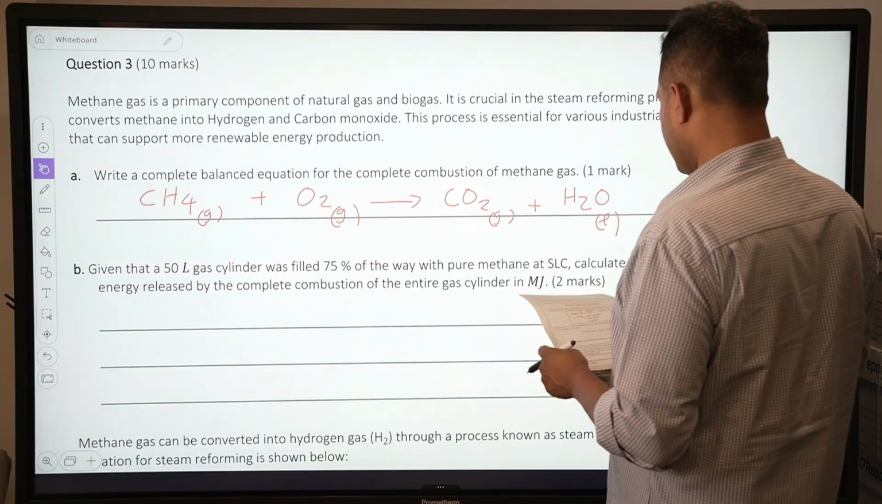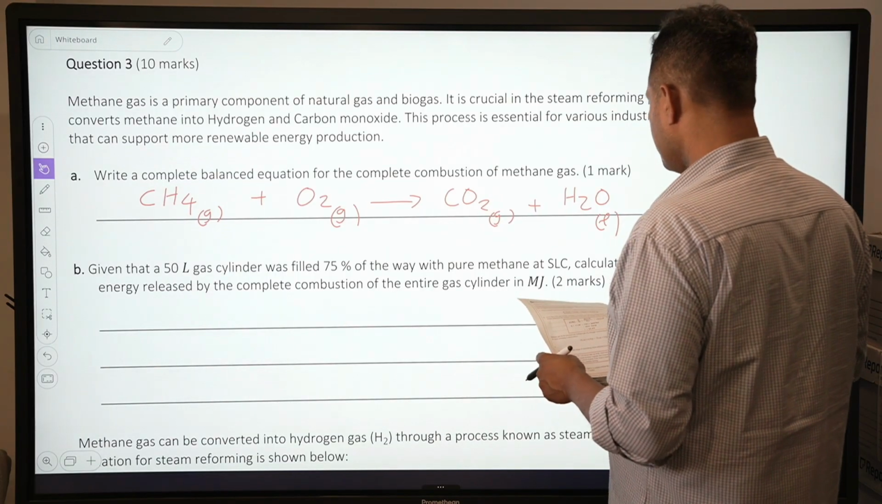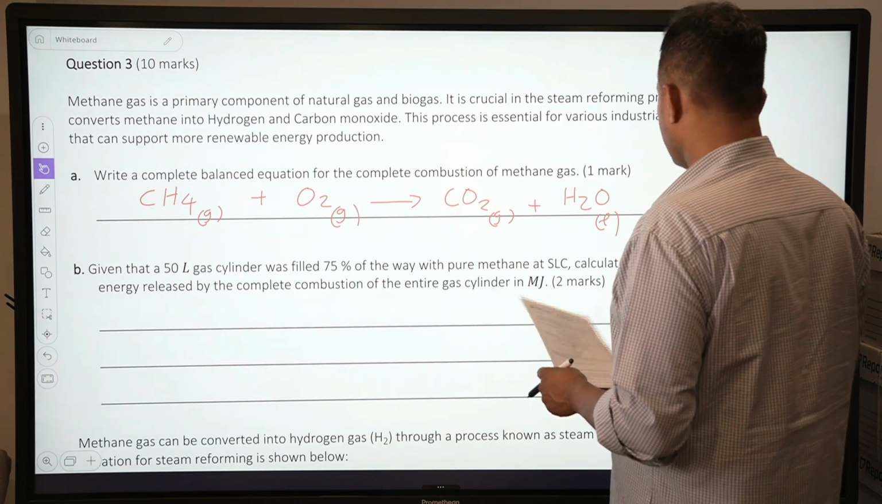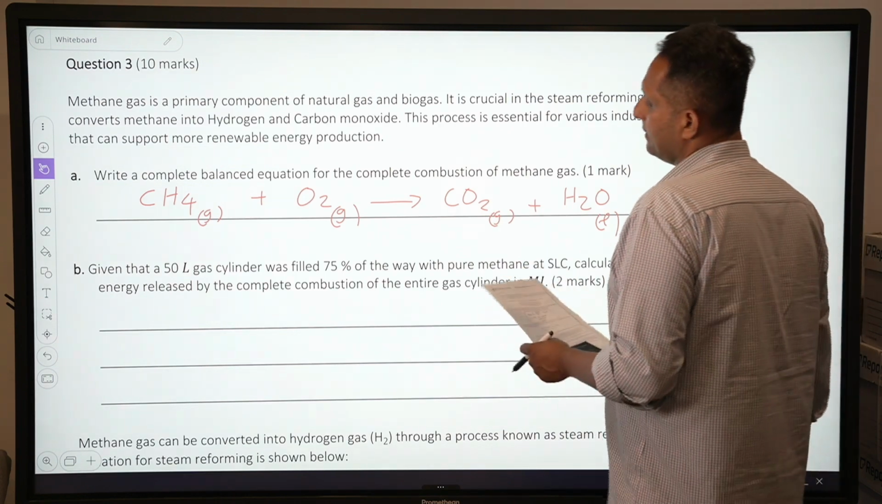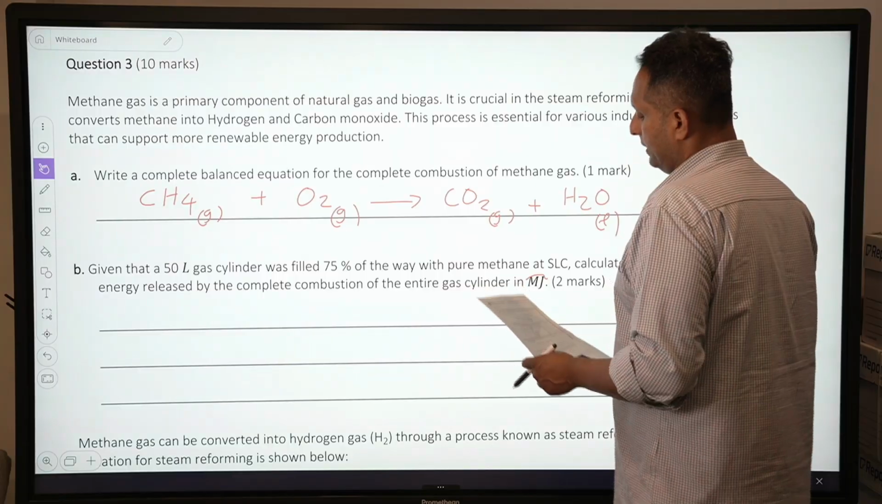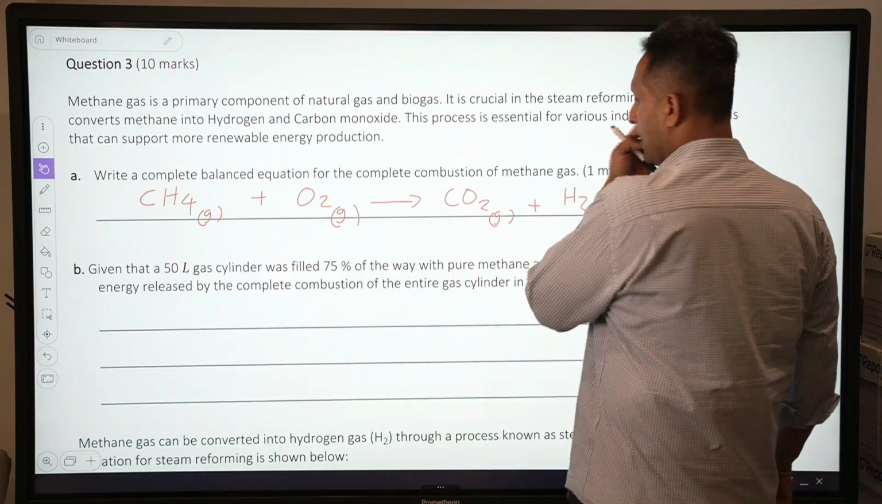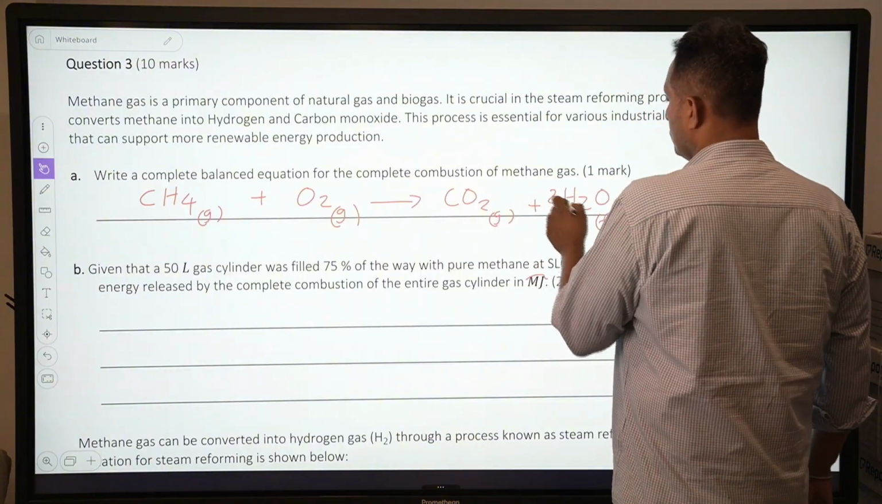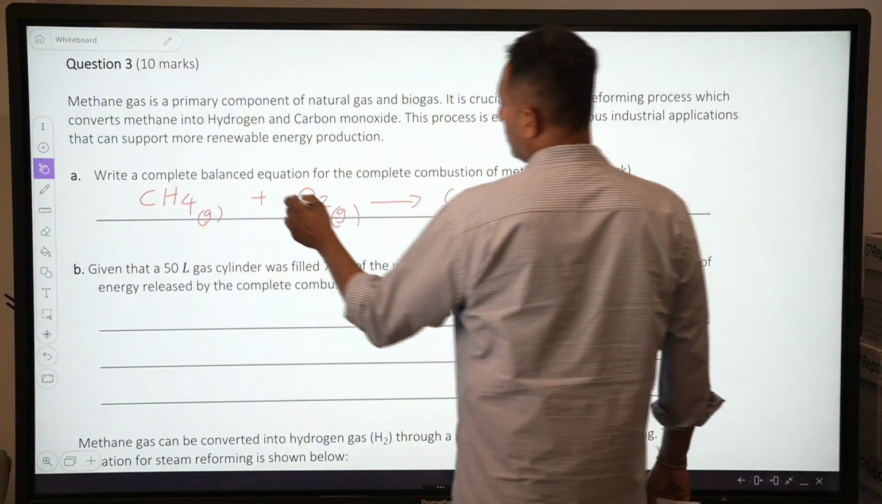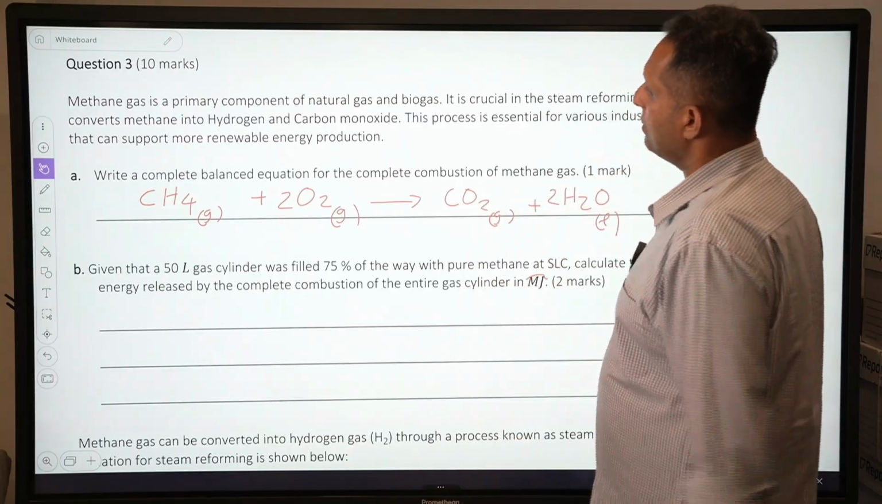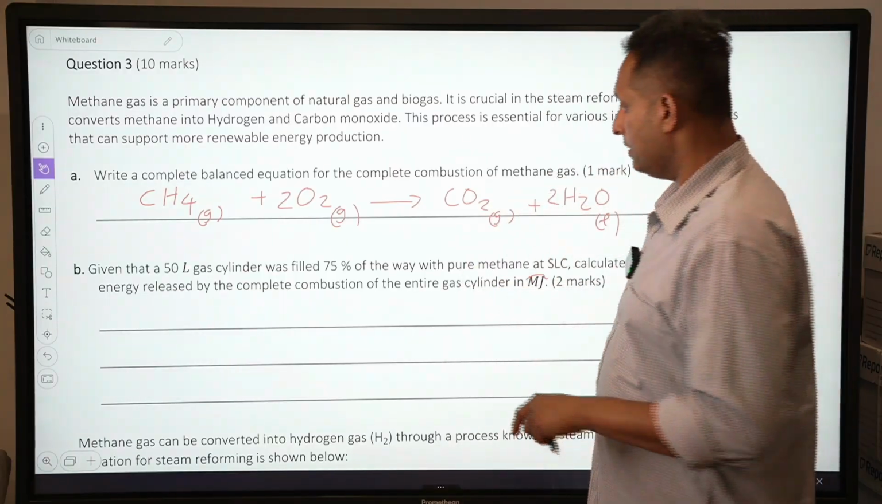And make sure you balance it. Combustion of methane gas. So water can be liquid or gas. That is fine. So what do you need to do next to balance this? In order to balance this, you put 2 here, 2, 2, 2. I think we can get that 1 mark easily. Let's look at part B.